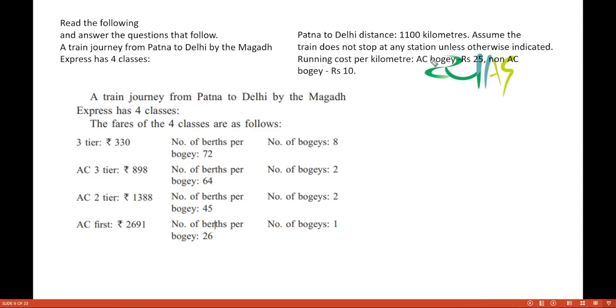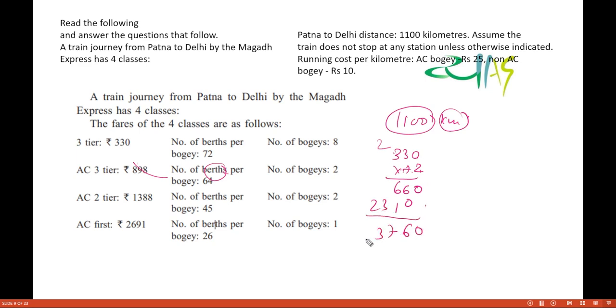See, now what is asked in the question? You are traveling 1100 kilometers. Fine. And let us first calculate the profit we are going to earn per bogie. In this 3 tier, we have a 330 rupees fare and 72 berths. So we get 330 into 72. So this will be 660, and this will be 0, and this will be 21, and this will be 23. So we will have 23760. So this much rupees we are getting for this one.